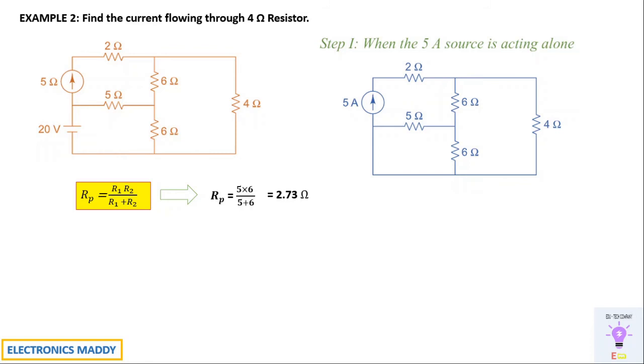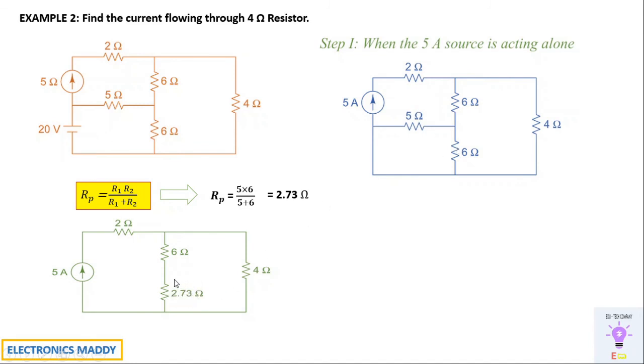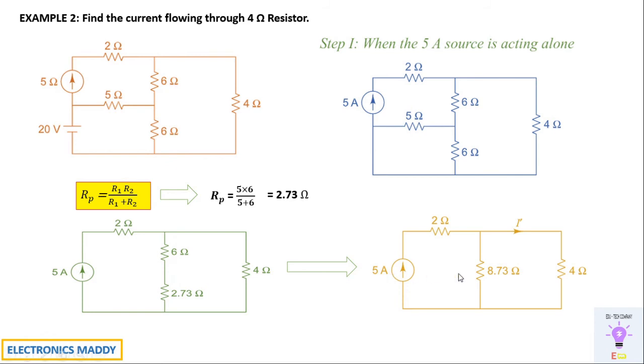Now we'll represent that in an equivalent form. So this is the equivalent circuit. So simplifying these two resistances, you will be getting 2.73 ohms. So in this way, these two resistances are connected in series. We'll be adding them up, and we will be representing them in this way, 8.73 ohms. Now they have asked us to find the current flowing through the 4 ohm resistor, that is I dash.